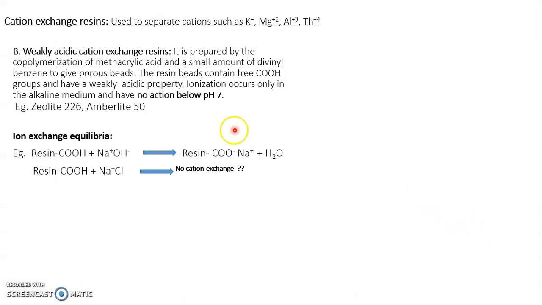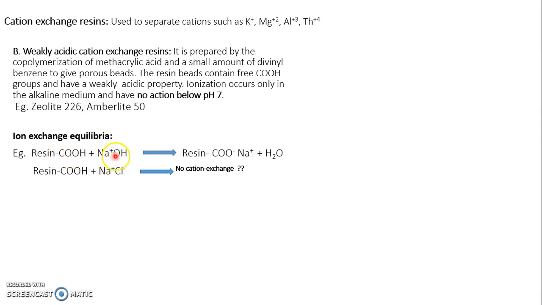Moving on to the next one, that is a weakly acidic cation exchange resin. It is prepared by copolymerization of methacrylic acid and a small amount of divinyl benzene to give porous beads. These beads basically have a free COOH group and have a weakly acidic property. One needs to understand that whenever you have a weakly acidic group, it cannot function at pH 7 or under neutral pH. You need to have a pH that is higher than 7 in order to ionize the COOH group.